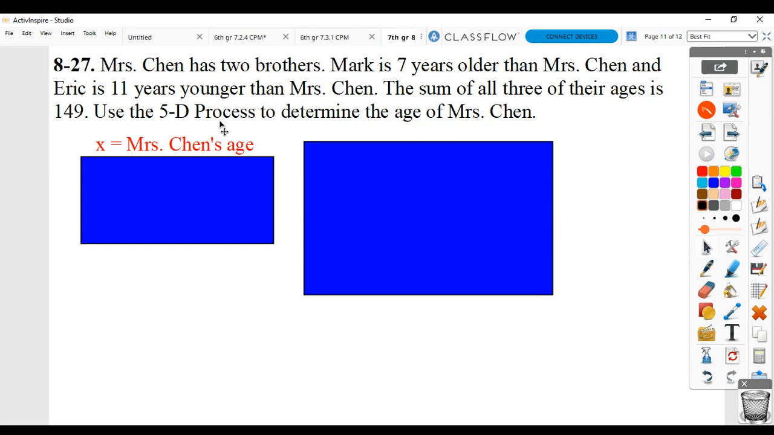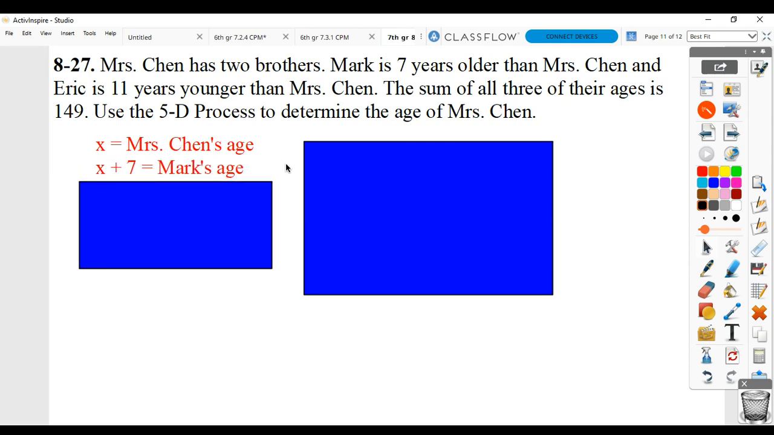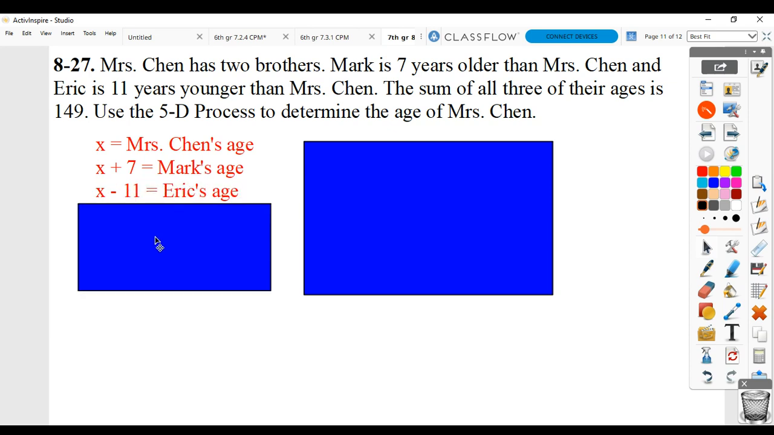So, describe, draw, define, do, decide, and declare. So I went with it algebraically. You still have to define your variable though, but Mrs. Chen's age would be x. Mark's age, since he's 7 years older than her, would be x plus 7. And Eric's age, since he's 11 years younger than her, would be x minus 11.